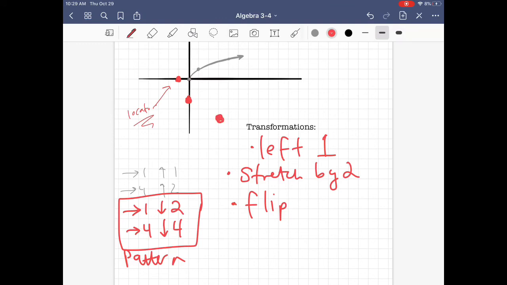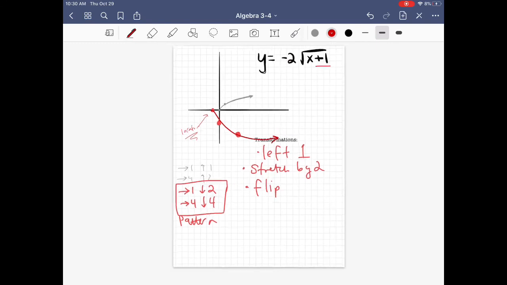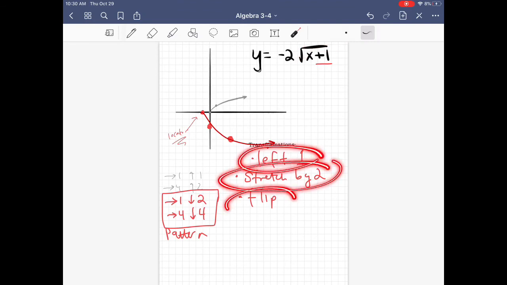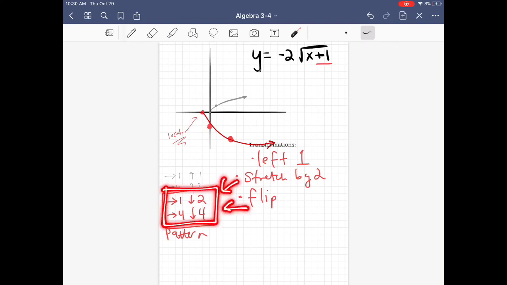And now I'm going to connect my points. All right, so I've connected my points. I transformed our square root function by going to the left by 1, stretching it by 2, and then flipping it. And that was the new pattern, and I went left by 1. All right.